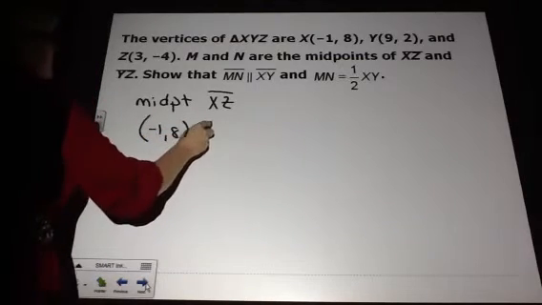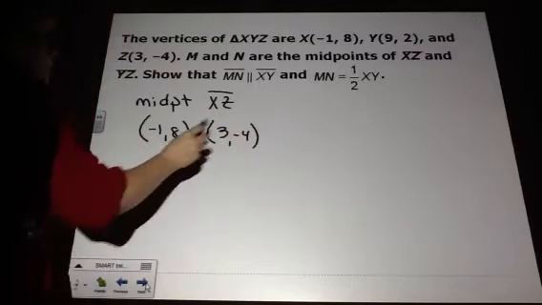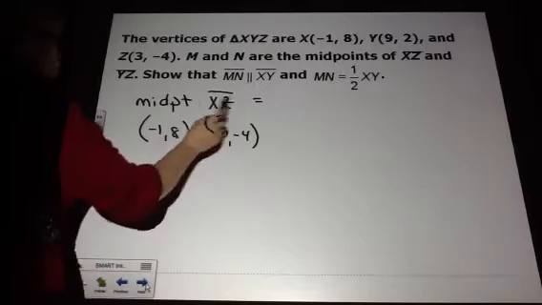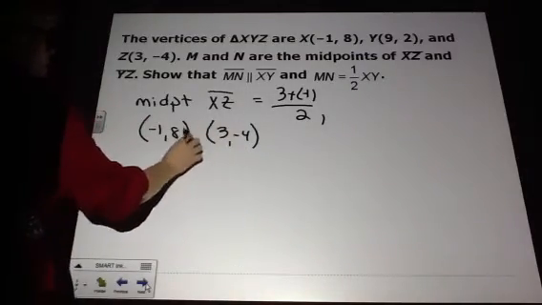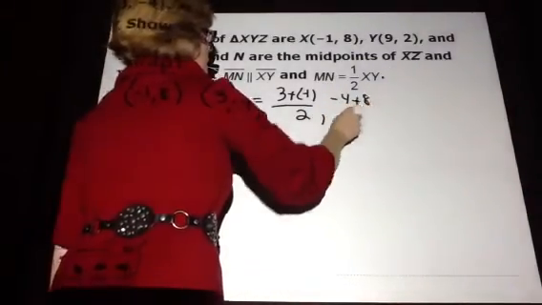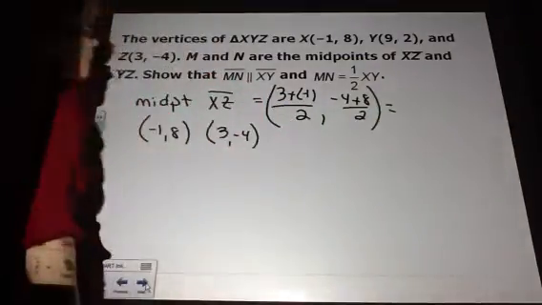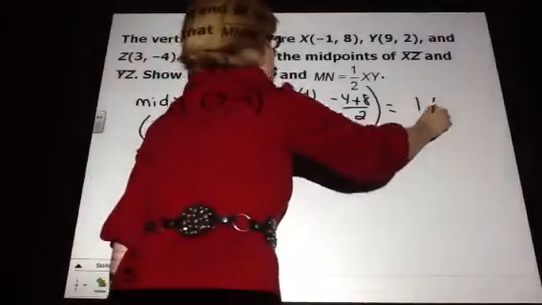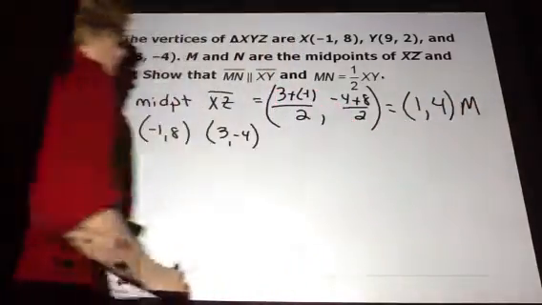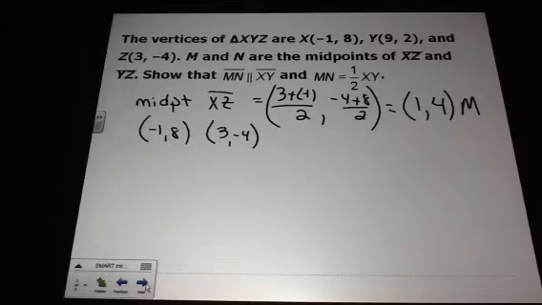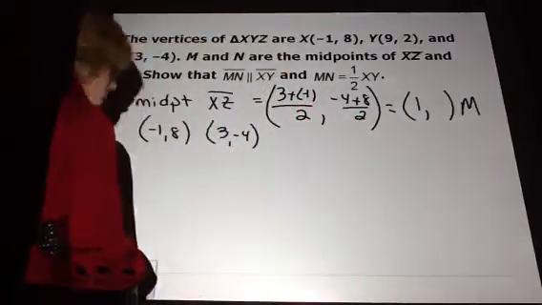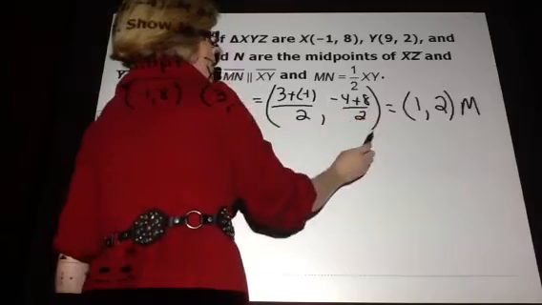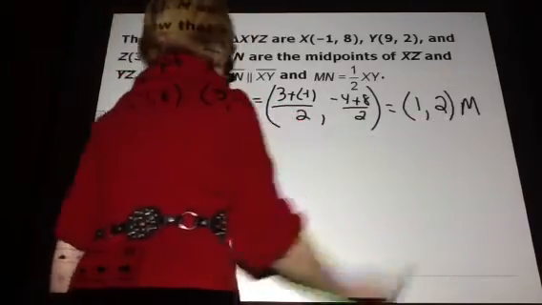X is -1, 8. Z is 3, -4. So we've got 3 plus -1 over 2, and then we've got -4 plus 8 over 2. So we're going to get 2 over 2, which is 1, and we're going to get 4 over 2, which is 4. So there are your coordinates for M. And that is wrong, because 4 divided by 2 is 2. So let's back up here. -4 plus 8 is +4. +4 divided by 2 is 2.